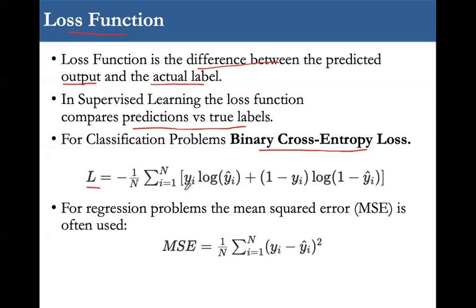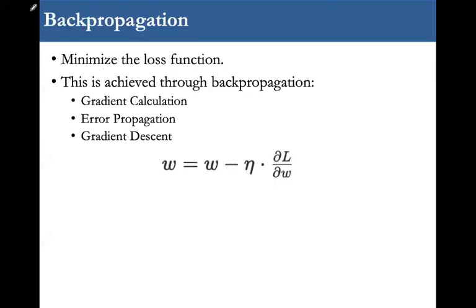Here yi is the actual label, ŷi is the predicted label, where n is the number of samples. For any regression problem, the mean squared error is often used. We represent the mean squared error as MSE = (1/n) Σ from i=1 to n of (yi - ŷi)². You know what yi and ŷi are. The next step is back propagation.